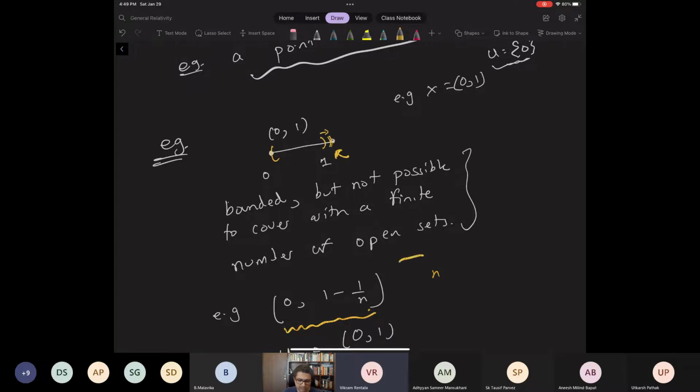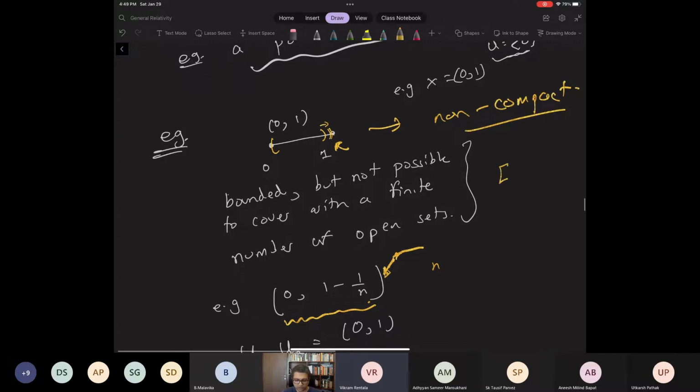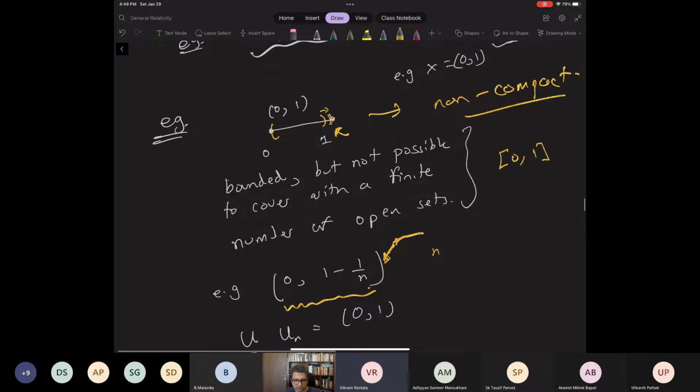But what you see is that it's not possible to cover the entire space with a finite number of such open sets. And so again, this space will be non-compact. Just like the real line, this space is also non-compact. Okay, but the closed interval [0, 1], for example, is compact.